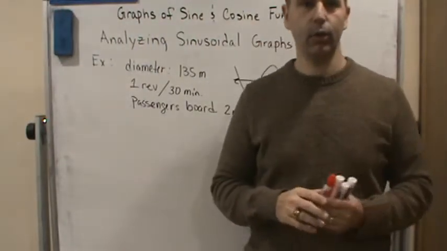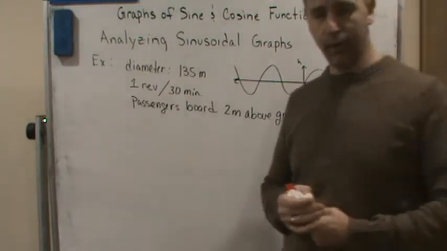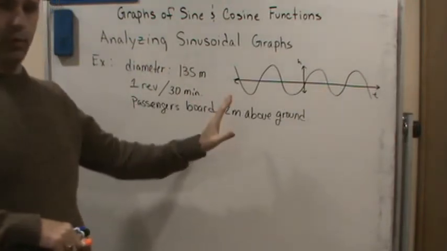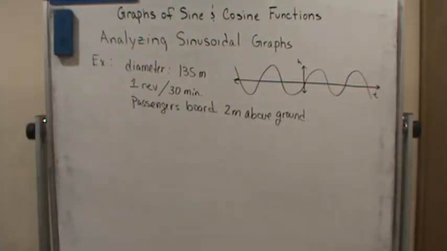Okay, welcome. And now we're going to do another example, and this one involves harmonic motion again. I'm going to describe the situation, and then I'm going to show you how to do it. In this case, we're talking about the London Eye, which is a huge Ferris wheel. The diameter of the Ferris wheel is 135 meters, and it completes one rotation every 30 minutes, and riders board from a platform 2 meters above the ground. Express the rider's height above the ground as a function of time in minutes.